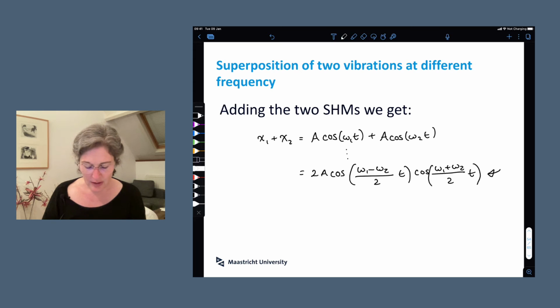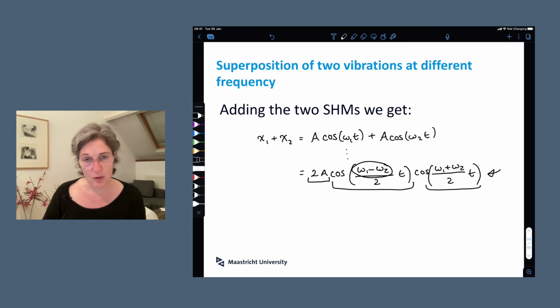So let's have a look at this, because this is actually quite interesting. So notice we've got twice our amplitude, and then we've got a cosine over here which has an omega 1 minus an omega 2, and over here we have another cosine with an omega 1 plus omega 2 over 2. So what does this end up giving us? Does it give us the thing that we just saw in the GeoGebra app?